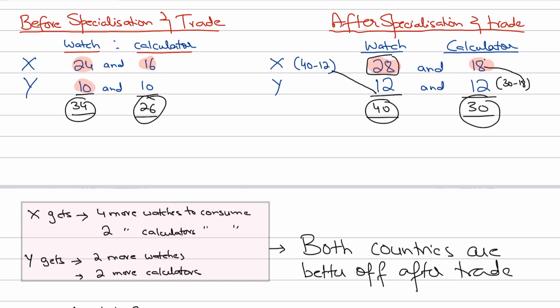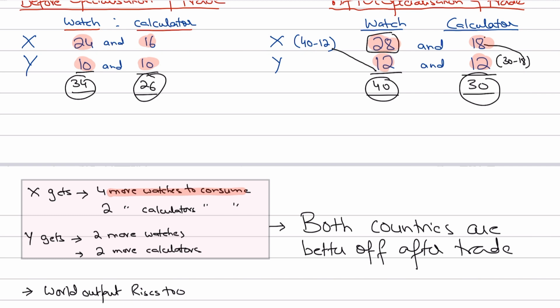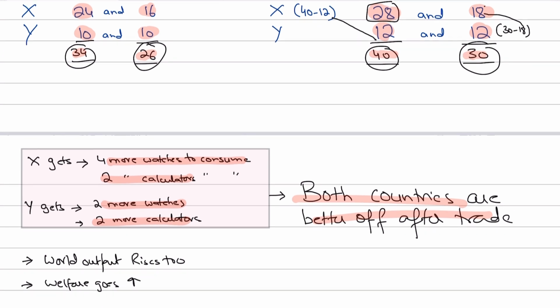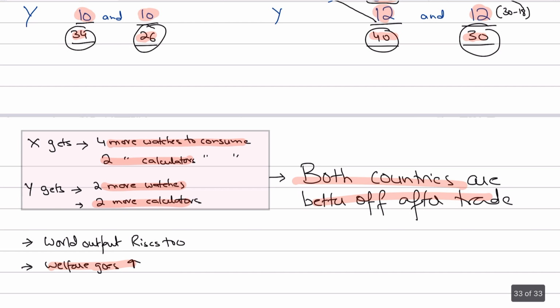Y was producing and consuming 10 watches and 10 calculators. Now Y is producing and consuming 12 watches, but at the same time, it's also consuming 12 calculators, right? So X gets 4 more watches to consume and 2 more calculators to consume, and Y gets 2 more watches to consume and 2 more calculators to consume. Right? So both countries are better off after trade. And the world output also goes up from 34 to 40 watches and 26 to 30 calculators, right? The world output is rising. At the same time, the welfare goes up as well. So both countries are better off trading.